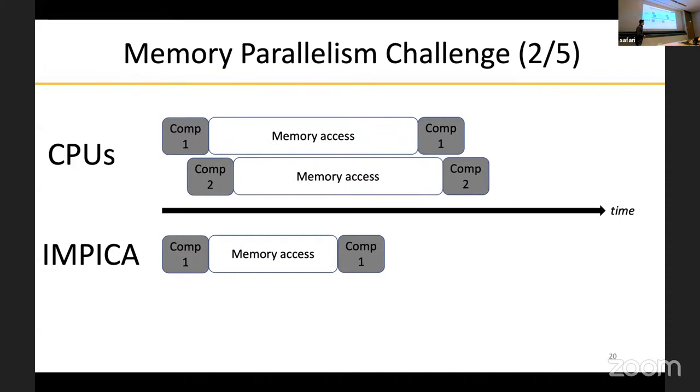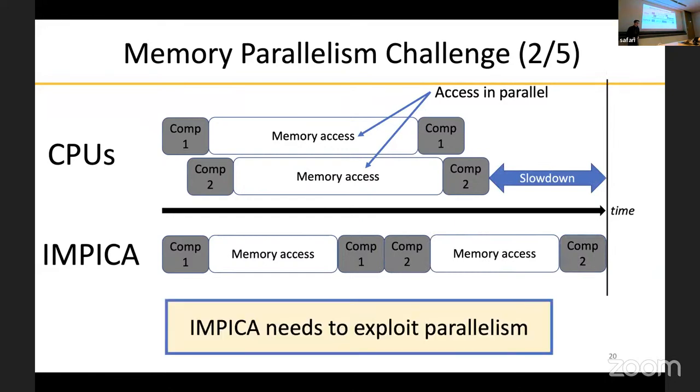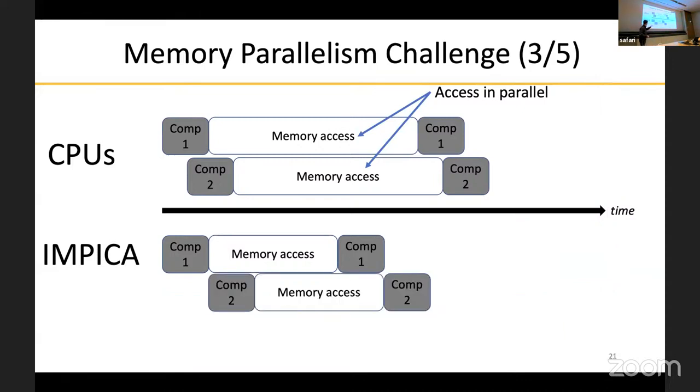In a modern system, the DRAM can handle those accesses in parallel, but if the IMPICA wouldn't exploit the parallelism, then it would be much slower. Therefore, the IMPICA needs to exploit this parallelism in order to guarantee a speedup. So we could just parallelize it, and then it would yield a speedup.